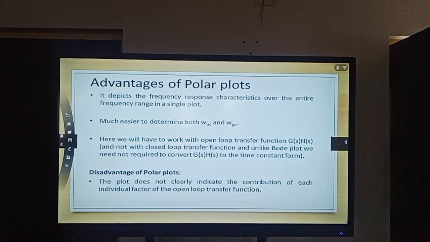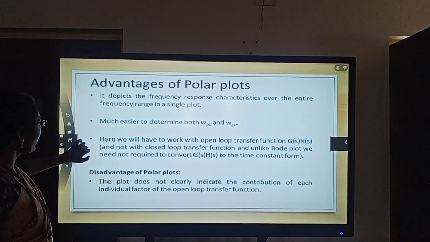Next, what are the disadvantages of this polar plot? The plot does not clearly indicate the contribution of individual factors. Just the magnitude and the frequency are determined. At what gain the system will be stable cannot be predicted by using the polar plot.